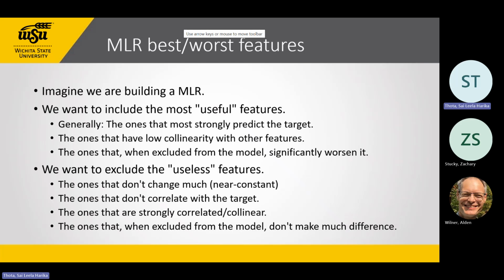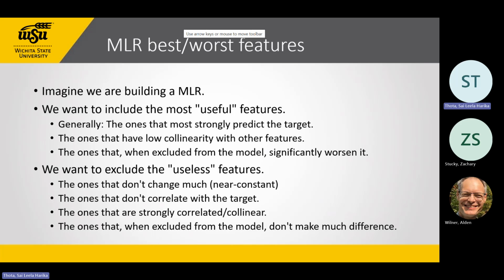And imagine we are building an MLR, multiple linear regression. I think most of us will build MLR because we are not trying to predict the target variable based upon a single variable. And we want to include the most useful features, generally the ones that most strongly predict the target and the ones that have low collinearity with other features. Because whatever variables you are selecting, they should have a relation with the target variable, not with the other variables. So that is the point that you need to consider while building the model and also while selecting the variables. And the ones that, when excluded from the model, significantly worsen it.